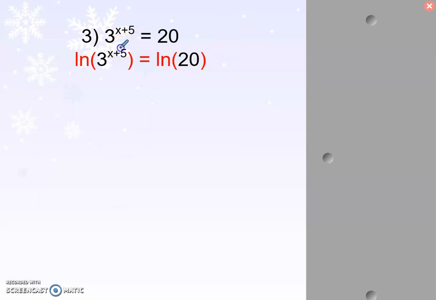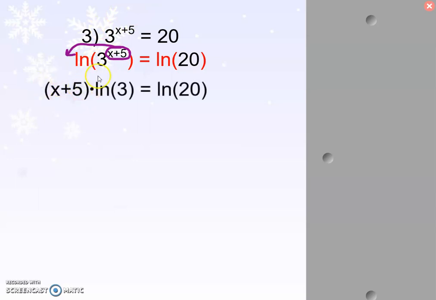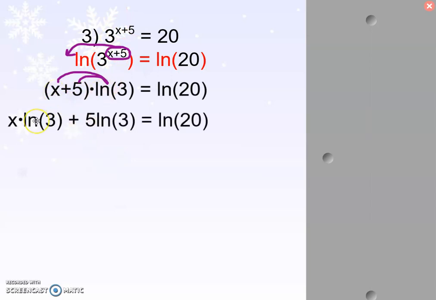Now that I have a logarithm, I can grab the entire exponent and bring the entire exponent down. But when you do that, you have to remember that x plus 5, the entire exponent, is in parentheses, and we're multiplying that by the natural log of 3. There are a lot of ways to solve this, but a very common way would be to distribute the natural log of 3. And this becomes x times the natural log of 3 plus 5 times the natural log of 3 equals the natural log of 20.